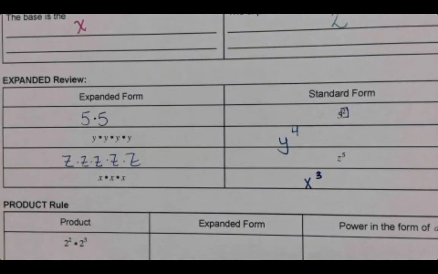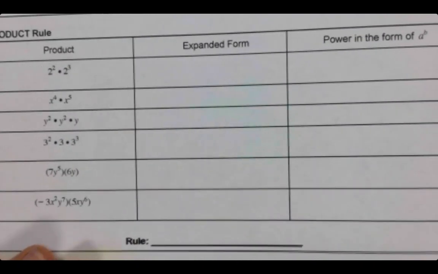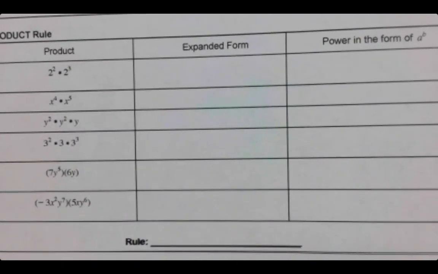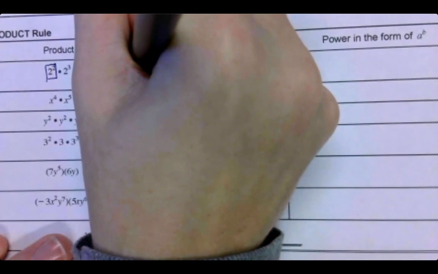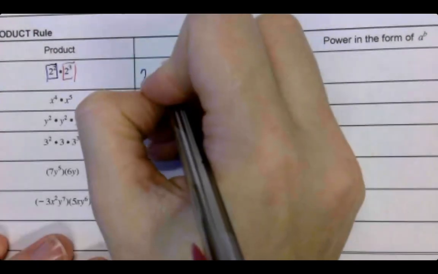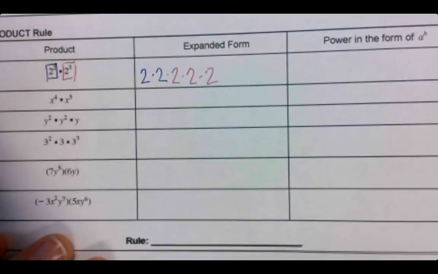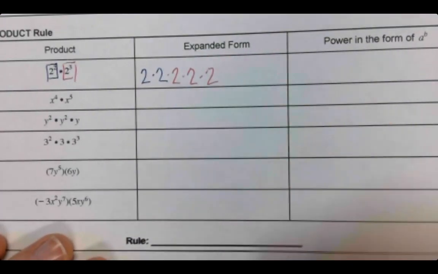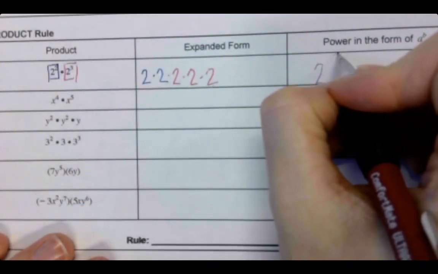All right, so what we are actually looking at today is the expanded form and the power of a to the b. If we think about our expanded form, this right here is 2 squared. From what we did before, that would be 2 times 2. Then I would do the same thing with 2 to the third power. That would be 2 times 2 times 2. Then I would write it as one nice answer. So that would be 2 to the 1, 2, 3, 4, and 5th power.